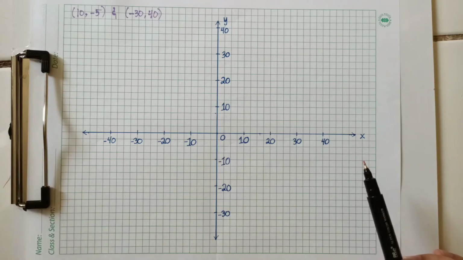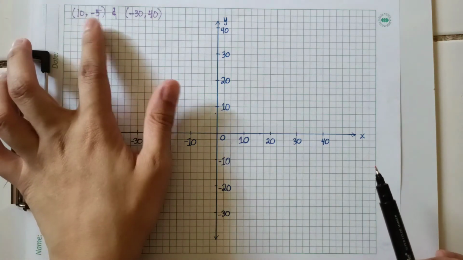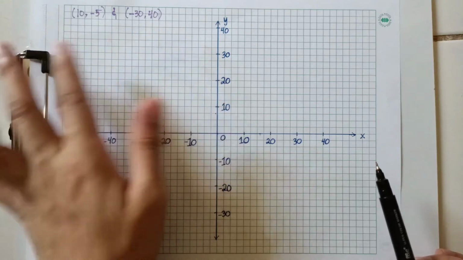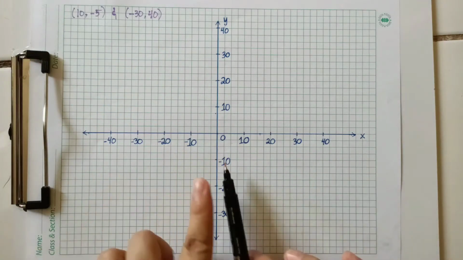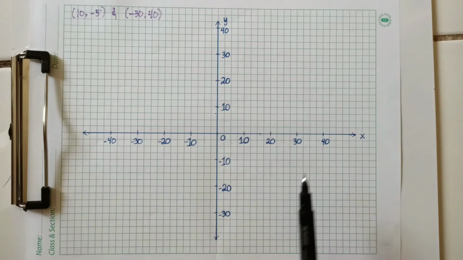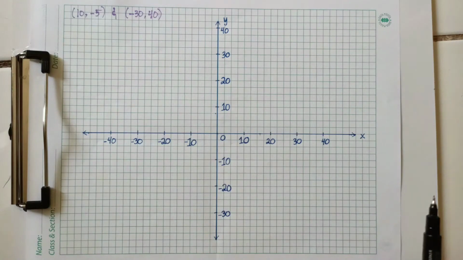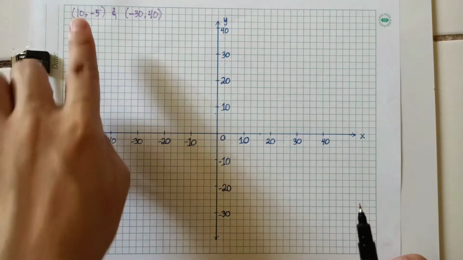Sir, possible po ba na mag by 5? Very good. Possible din na mag by 5. Bakit? Kasi nga, di ba, lahat naman to divisible sa 5. So, pwede kang mag by 5. Ang ano lang doon, mas dadami yung numbers dito. Magiging siyang 5, 10, 15, 20, 25, 30, so on and so forth, up until 40. Okay? Now, so okay, let's graph itong ating problem.